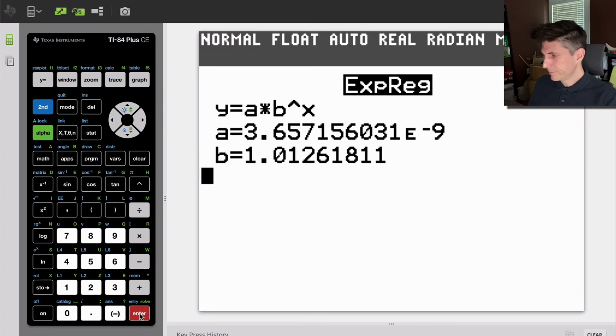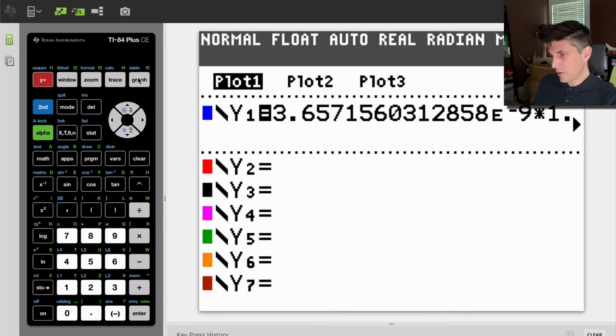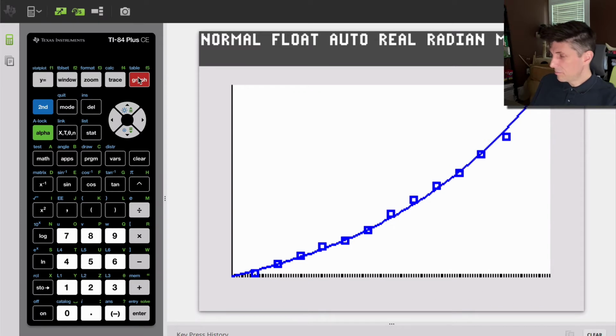You hit calculate. And so that's a generic exponential function. You see A is your coefficient, B is your base, and X is your exponent. And they're saying that the coefficient would be, that's scientific notation, 3.657 times 10 to the negative 9th power. So it's kind of a small coefficient. And the base is only 1.012. It barely qualifies as an exponential function. So you can look at it in context here. They've written that for us, very nice. And then we go to graph. And that did a pretty decent job hitting our data.